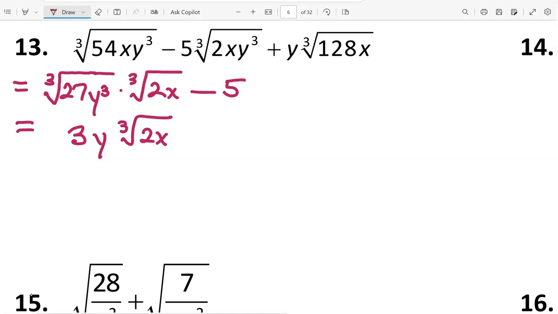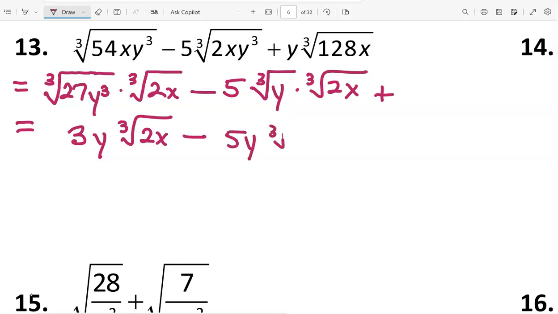I'll bring down the minus 5, and inside that radical, we do have a perfect cube factor of y cubed. So that's the cube root of y cubed times the cube root of 2x. And now let's further simplify that. That's 5y times the cube root of 2x.